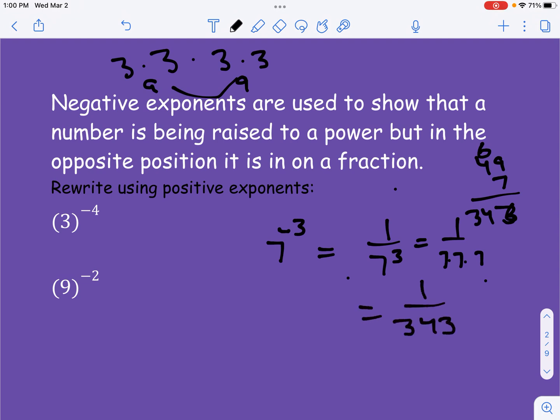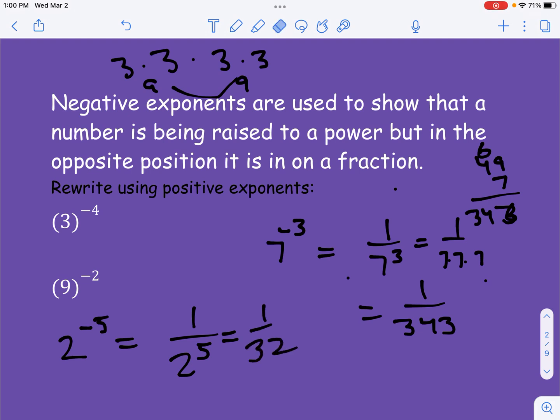Right, let's do one last one. Let's say I have 2 to the negative 5th power. All right, so if I have that, that's 1 over 2 to the 5th. And so you get 1 over 32.